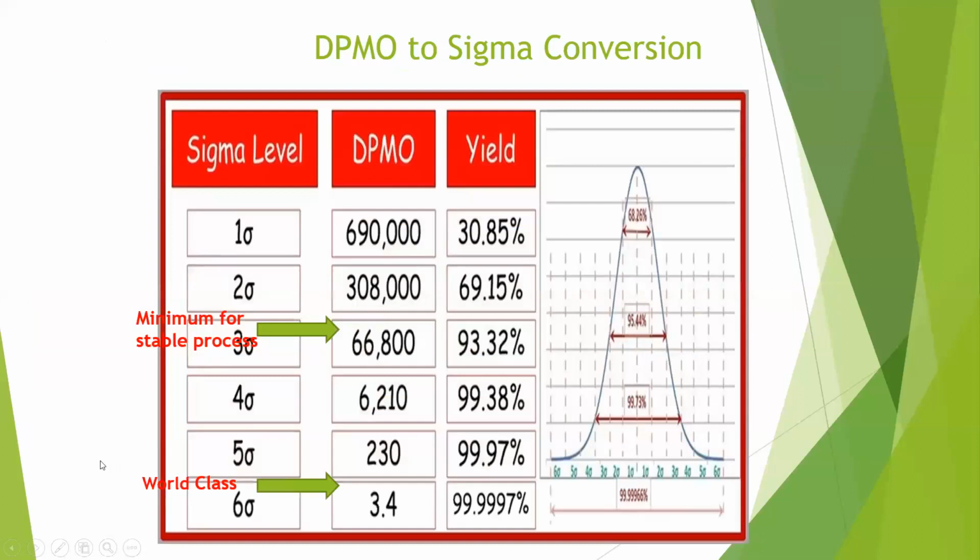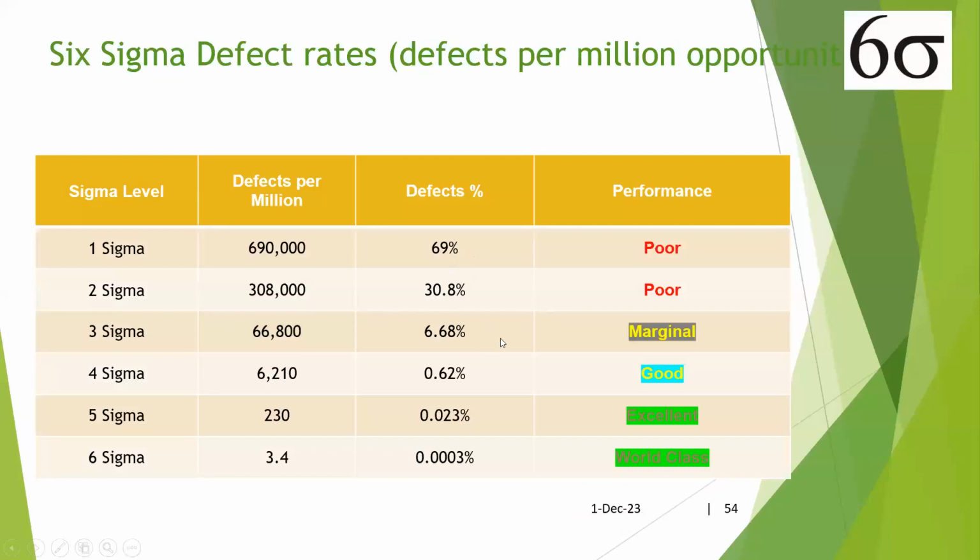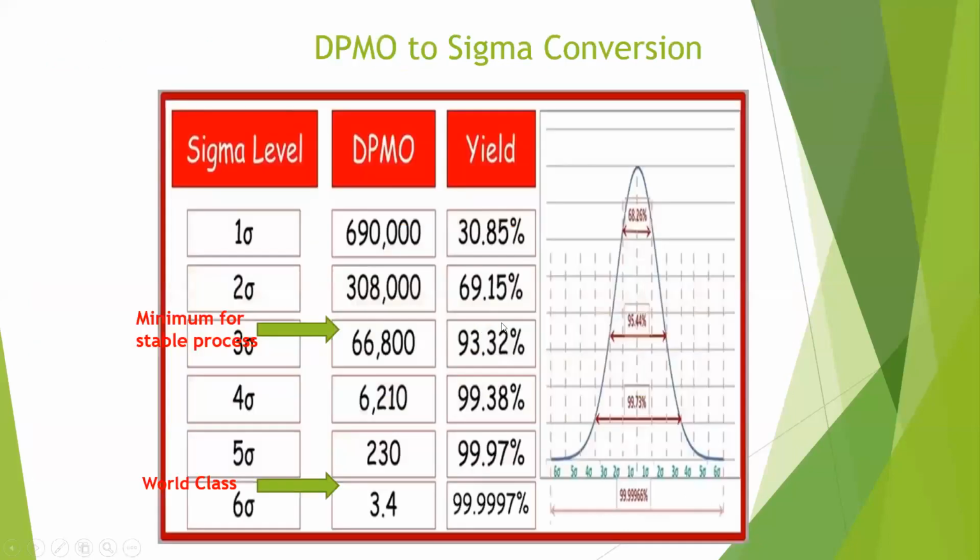Again, a different representation of the same data. The minimum for a stable process, a process is said to be stable at 3 sigma, not before that. That is your 66,800 defects per million. In the earlier slide, we saw the defects. That is 6.68. Here we'll see the yield. So the yield here is 93.32% for 3 sigma.